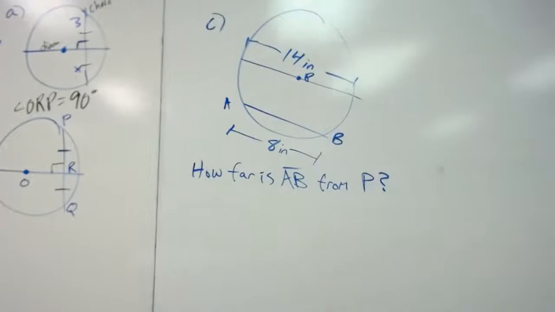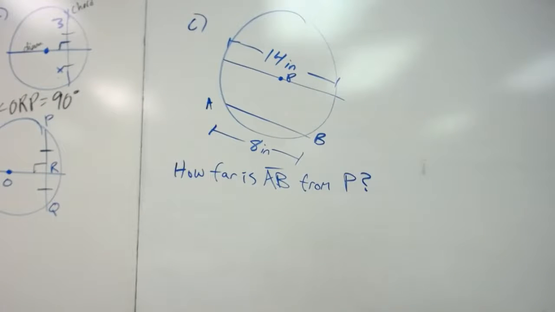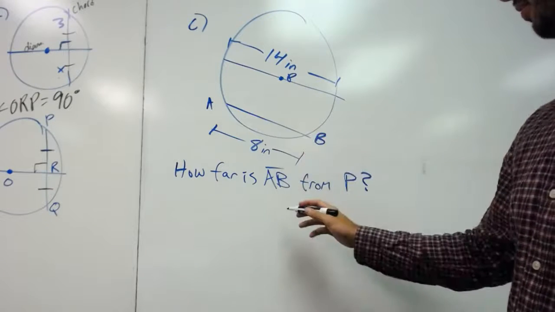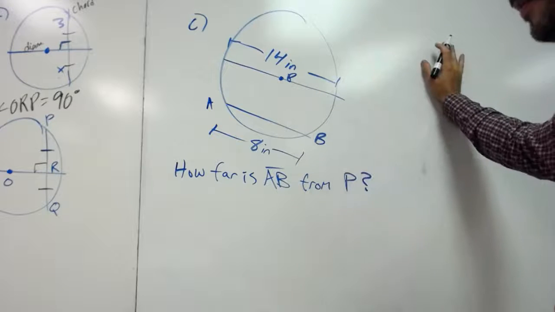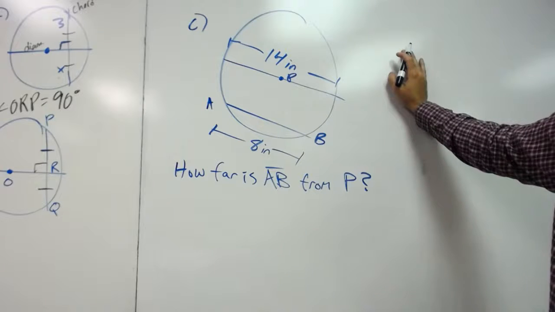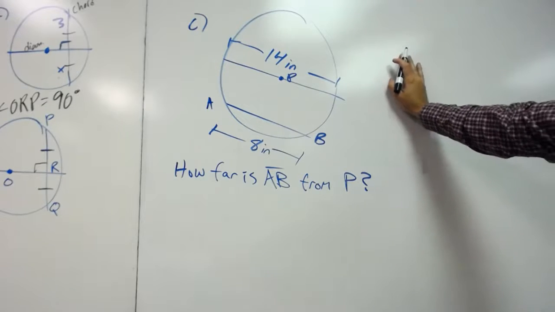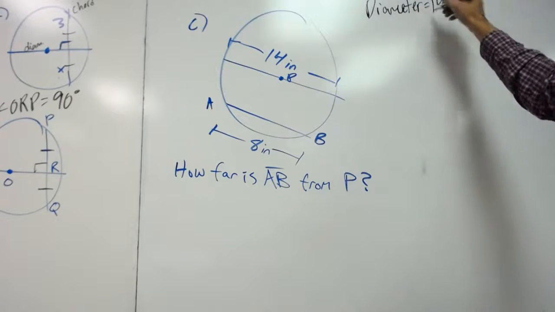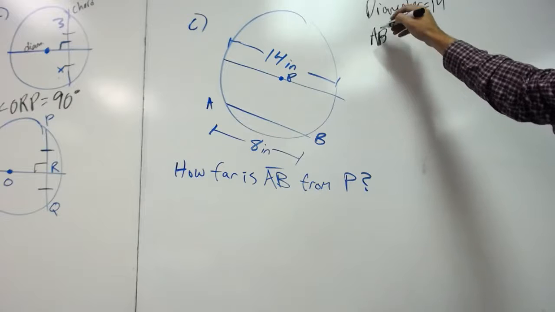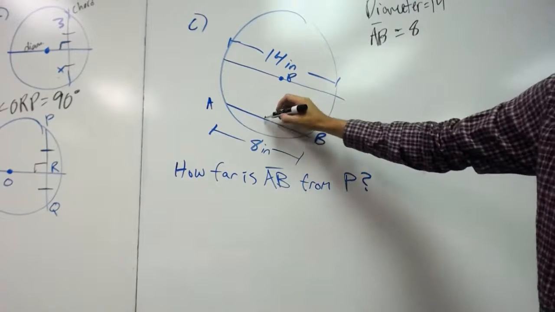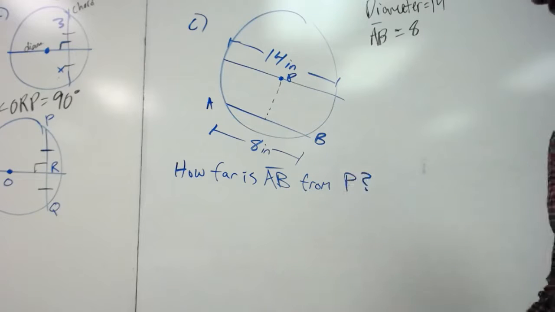Let's look at example C. This one can be a little tricky. It wants to know how far is line AB, or chord AB, from the center P. And then it gives us the measurement for the diameter, 14, and the measurement of AB is 8. So let's just write down what we know. Diameter is 14, and AB equals 8. How can we figure out what this line is? That's what we've got to find the measure of.